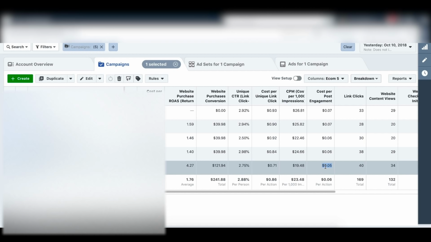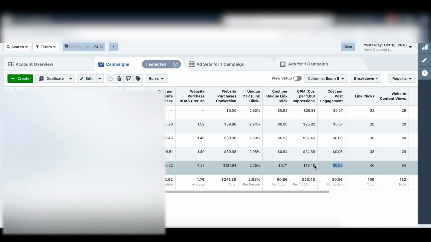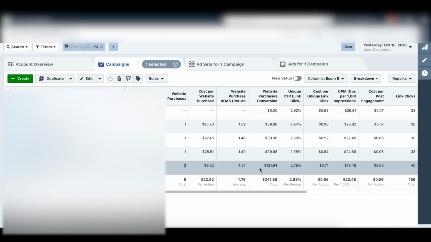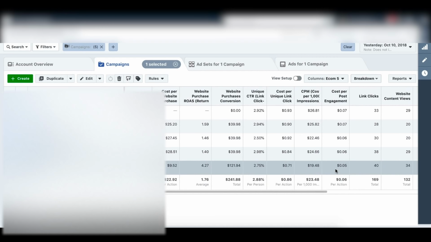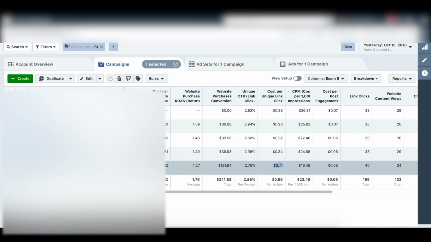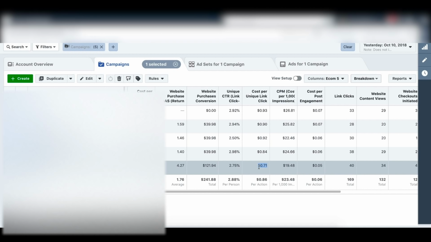I currently have 0.5 on my winner, on my other winner as well. So I would consider this a good number for cost per post engagement. But as we can see, this one has the most sales, also the cheapest link clicks. So this is going to be the one that I choose. But in your example, if you don't get any sales, just focus mostly on the cost per unique link click and the cost per post engagement.